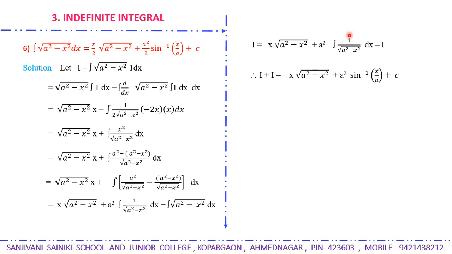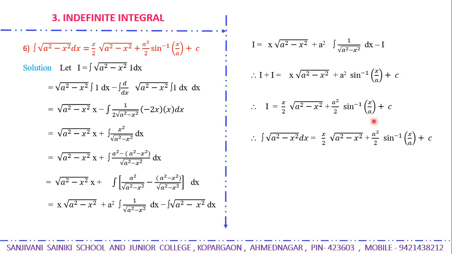At the same time, integration of 1 upon root a square minus x square is given by sine inverse of x by a plus c. Now we will divide by this 2. You will get I is equal to x upon 2 root a square minus x square plus a square by 2 sine inverse of x by a plus c. Therefore, integration of root a square minus x square dx is equal to x upon 2 root a square minus x square plus a square by 2 sine inverse of x by a plus c.